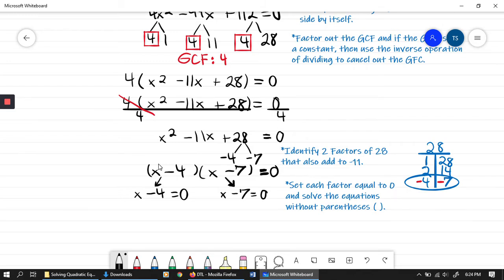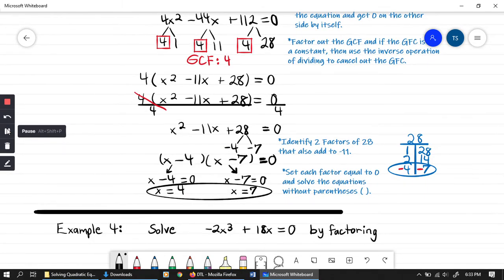If we solve the equation on the left side, when we add 4 to both sides, we get that x equals 4. And then when we solve the second equation here, by adding 7 to both sides, we get that x equals 7. And those are our two answers for this problem here.